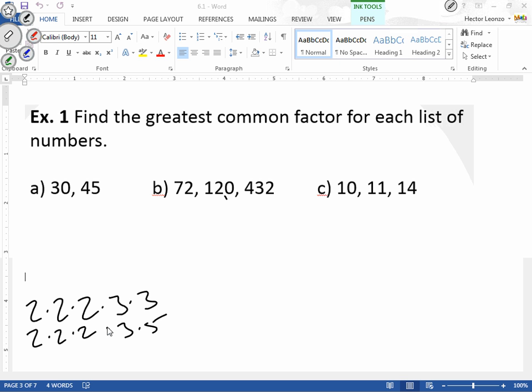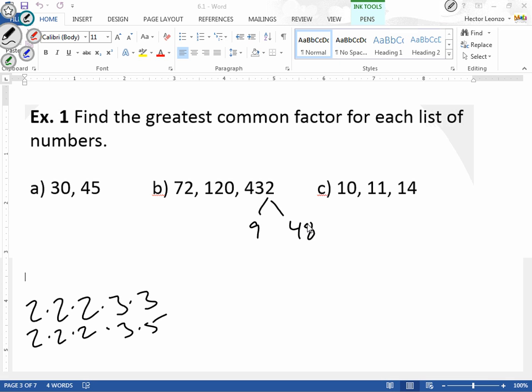Now 432, my third number, I know I can divide this by 9. I know one factor is 9. And the reason why I know I can divide it by 9 is because I added the numbers 4 plus 3 plus 2, which gives me 9. 9 is divisible by 9, so 432 is divisible by 9. So I'm just going to go, let's see, 432 divided by 9 gives me 48.